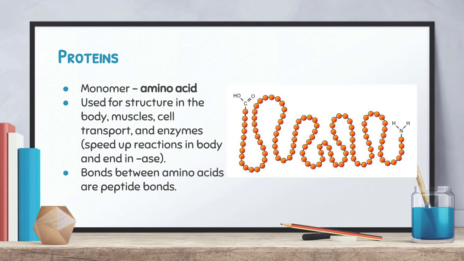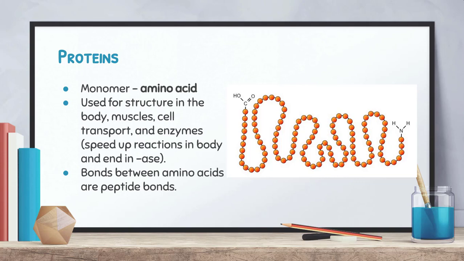Proteins are very important for this class, so make sure you're paying attention. The monomer is known as an amino acid, and there are 20 different amino acids that can make up a protein. The sequence of those amino acids determines what the protein does and the function of the protein. Now, proteins are primarily used for structure in the body. That includes muscles, cell transport, moving things in and out of the cell, and something known as enzymes, which you'll become very familiar with in the next video.